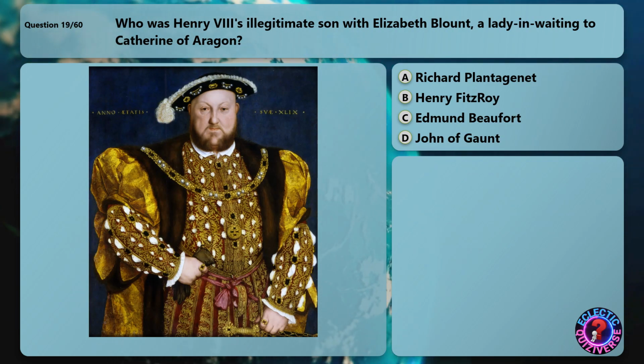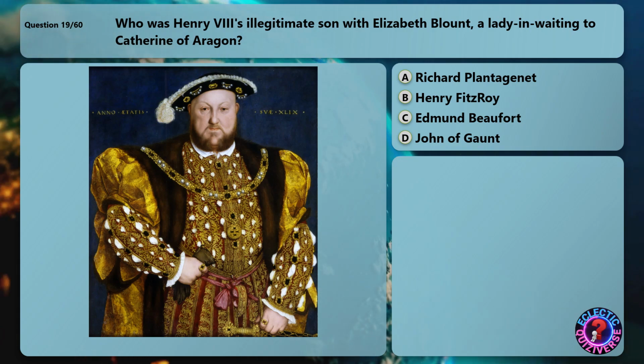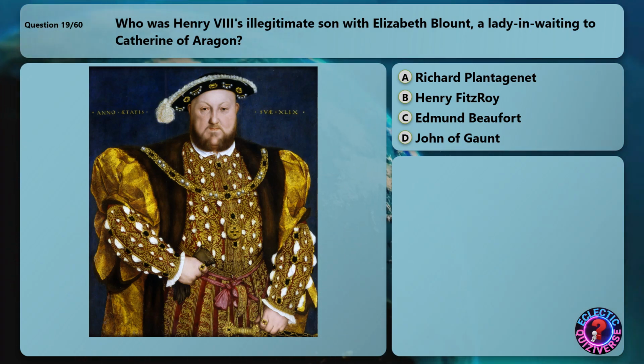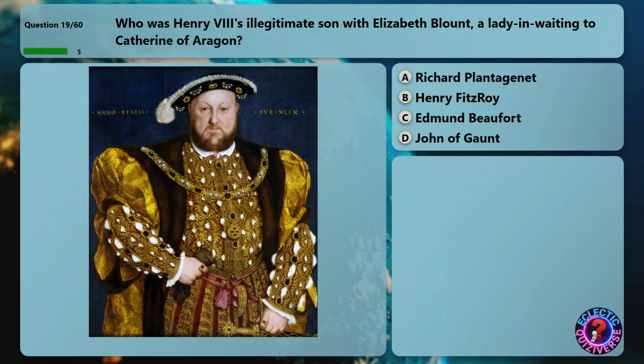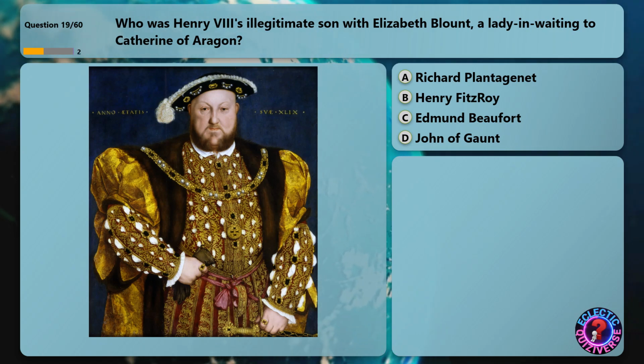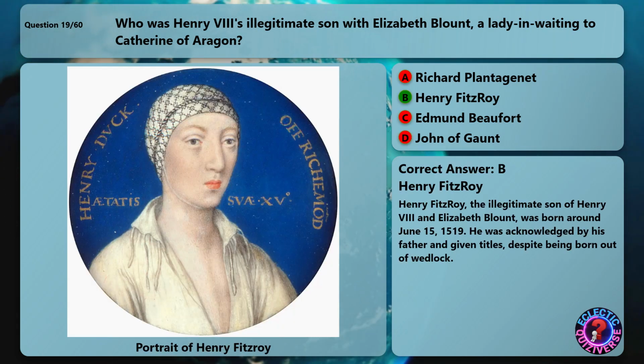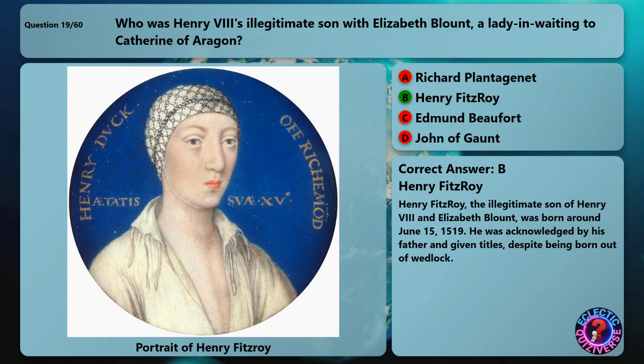Who was Henry VIII's illegitimate son with Elizabeth Blount, a lady-in-waiting to Catherine of Aragon? The correct answer is Henry Fitzroy. Henry Fitzroy, the illegitimate son of Henry VIII and Elizabeth Blount, was born around June 15, 1519. He was acknowledged by his father and given titles, despite being born out of wedlock.